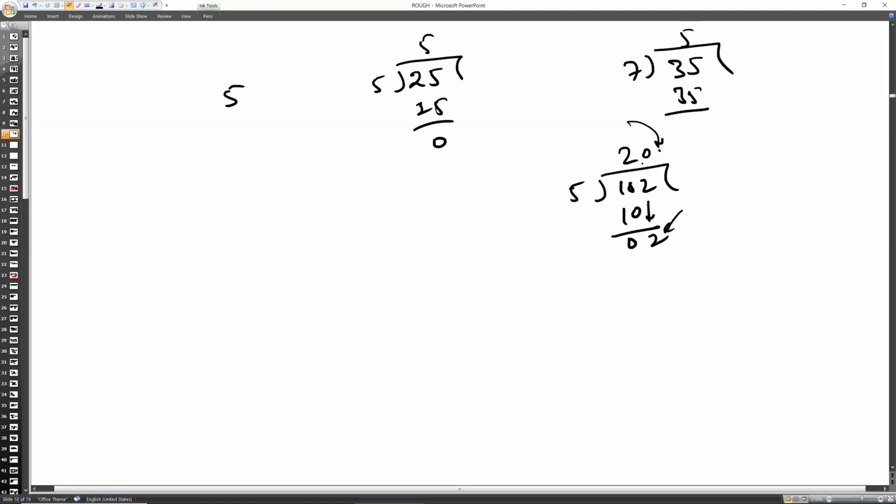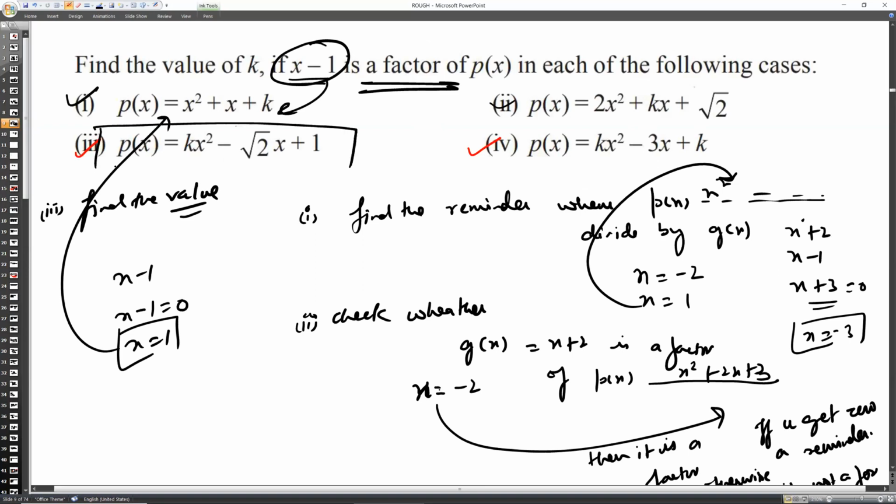So it is not a factor, which means we can say that 5 is not a factor of 102. When it is not a factor, you will get some remainder. And if it is a factor, then you will get 0 as the remainder. So when it is already said that it is a factor, what you do here is just put the value of x equals 1, because x minus 1 is a factor. So x will be equal to 1.